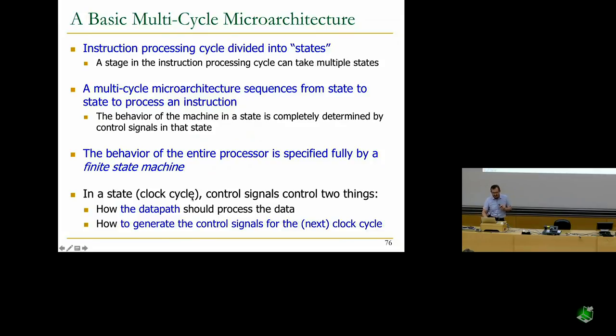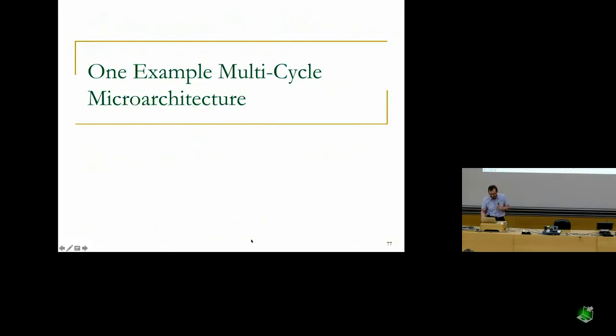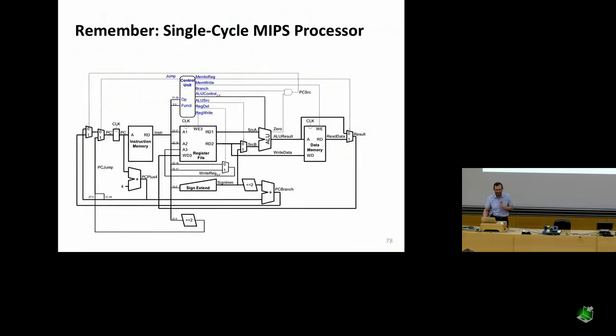So in a state, control signals control 2 things. One is what the data path should do to the data, how the data path elements should operate, exactly like what we've discussed in the single cycle microarchitecture, but also how to generate the control signals for the next clock cycle. And we're going to see that with an example now. Okay, you guys are ready? Let's do another example. Good.